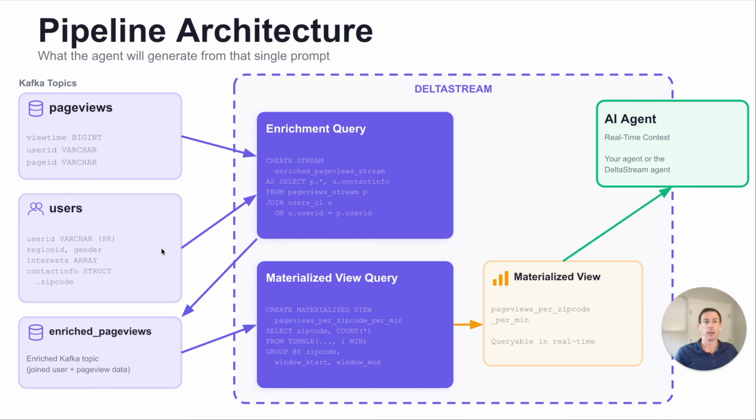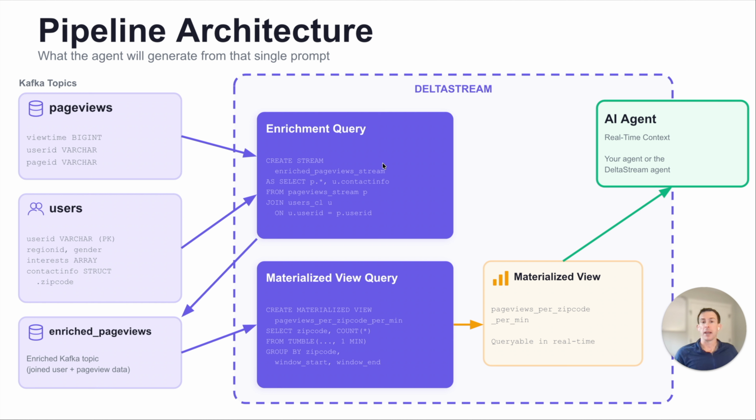So this is the architecture that the agent will generate. I've done this some number of times. On the left, you can see our two Kafka topics, page views and users. Those are feeding into DeltaStream. Inside the DeltaStream boundary, the agent creates two queries. The first is an enrichment query. This is a create stream statement that joins page views with the user's changelog, and then it writes the enriched result into a new topic called enriched page views.